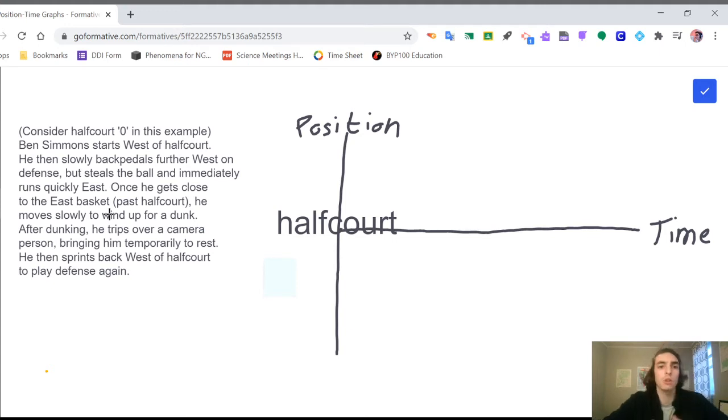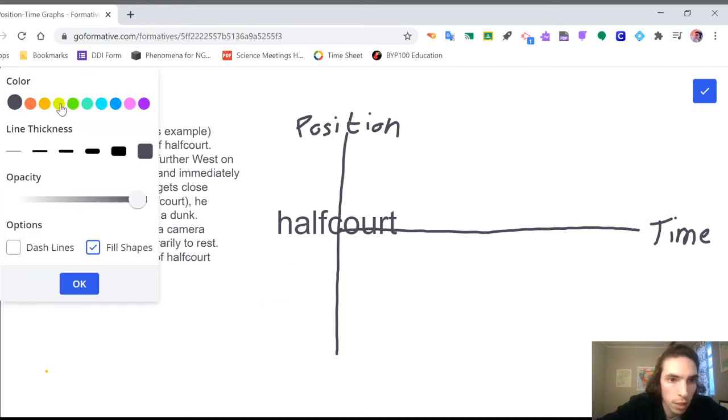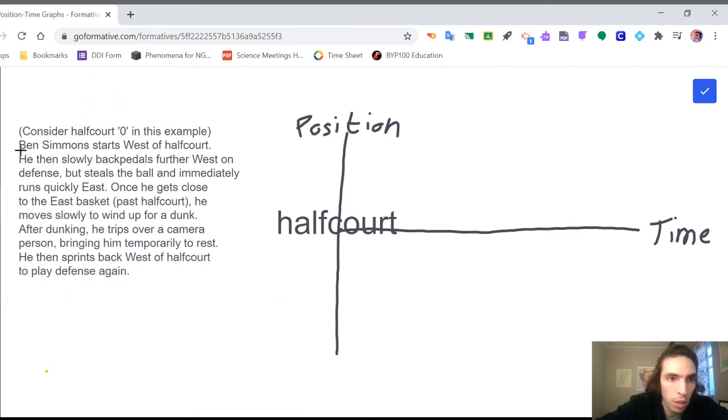We're told that he starts west of half court. So west, if we're looking at a compass rose as if it's a coordinate plane, west is kind of like to the left, which we know left on a coordinate plane would be negative numbers for the x-axis. So if he's starting out west of half court, he's starting out at a negative position. So I'll draw his initial starting point right there.